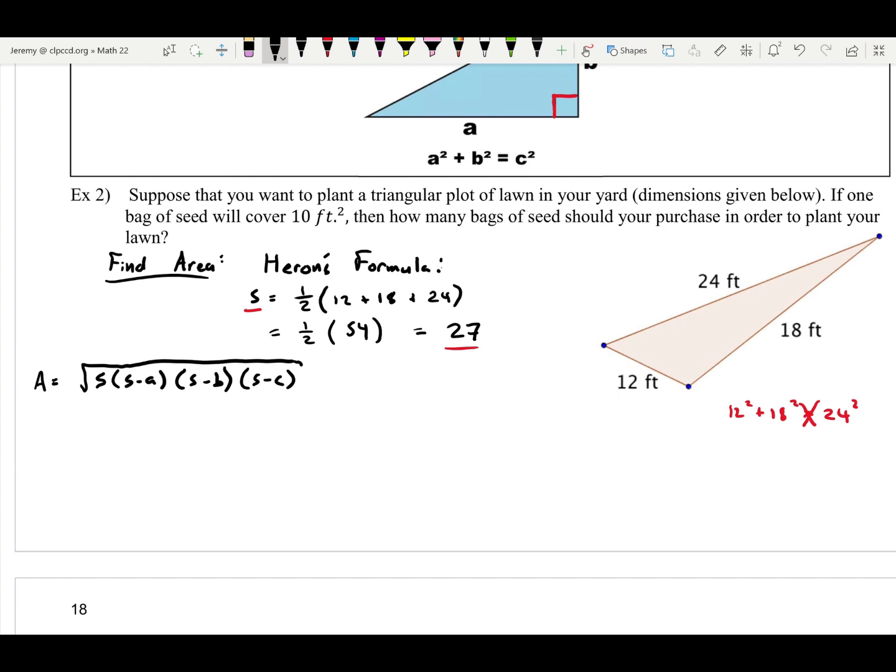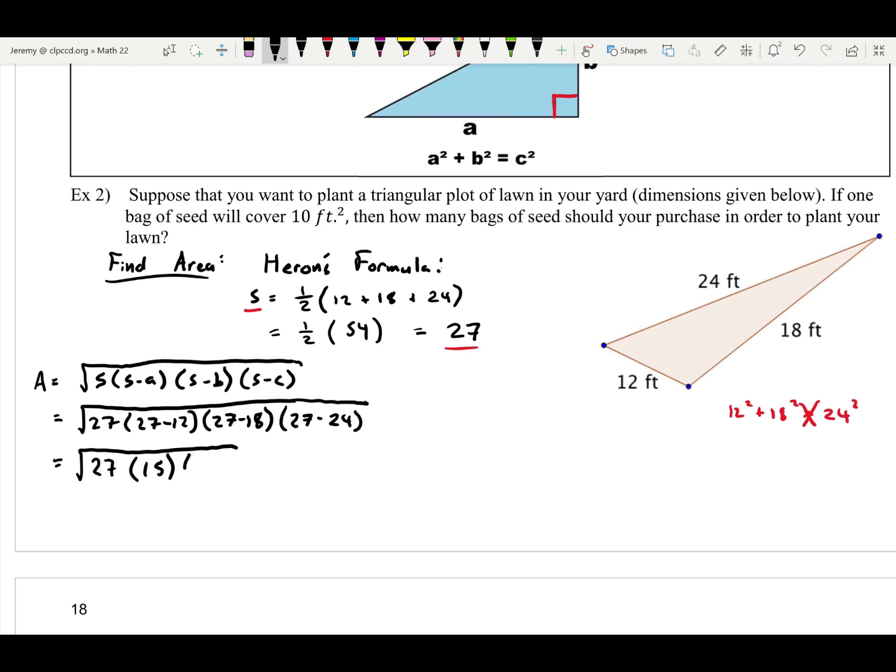Okay, it doesn't matter, by the way, which of these three side lengths are A, B, and C. You can do it in any order. So let me plug in my values. This will be the square root of 27 times 27 minus 12 times 27 minus 18, and so on. Simplifying a little bit, this will be the square root of 27 times 15 times 9 times 3.